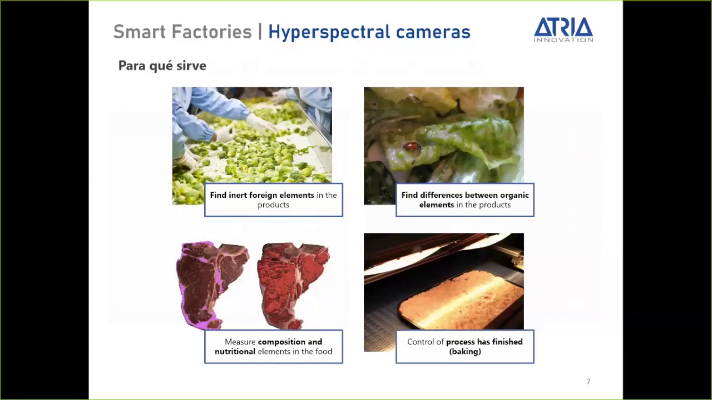Then we have another application that is to control the process. Mainly it's used for baking, because we can see, for example, humidity, moisture, and different parameters that change while the food is being cooked. So we can also control that with a hyperspectral camera.